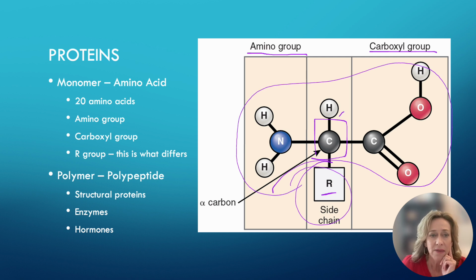All right. Then these amino acids come together to form the polymer called a polypeptide, which can also be a protein. Okay, so some proteins are a single polypeptide. Some proteins might have more than one that come together. We have so many different types of proteins in our body. We have structural proteins. We have enzymes that are proteins that catalyze reactions in our bodies. Also many of our hormones are proteins. All right.